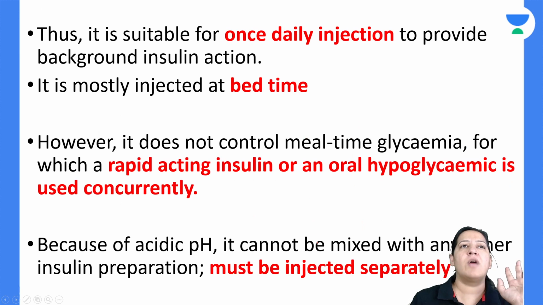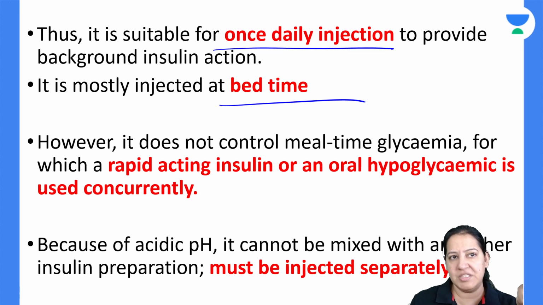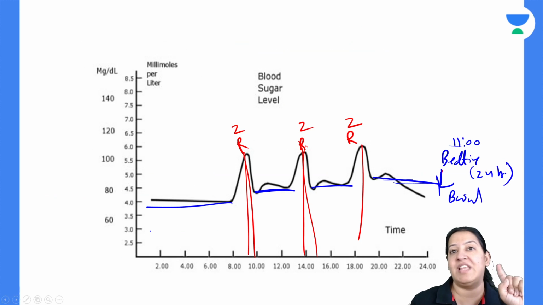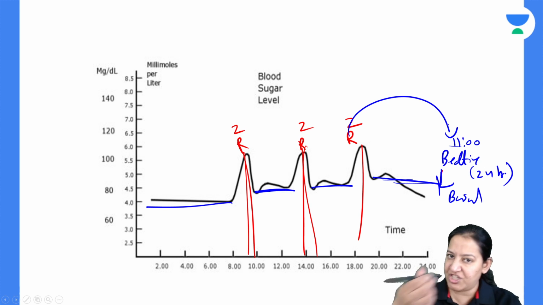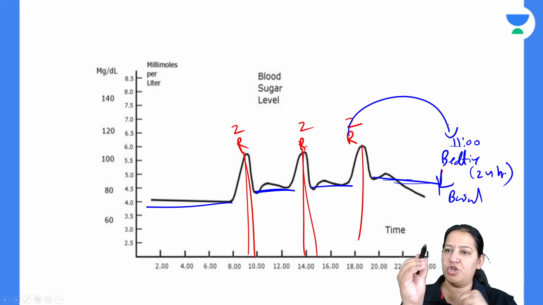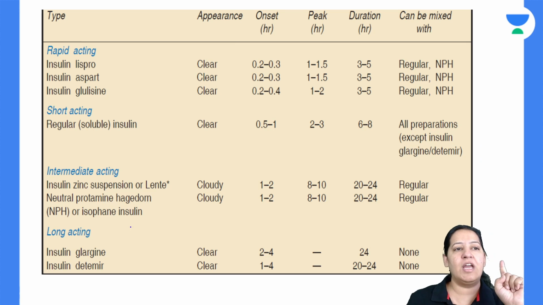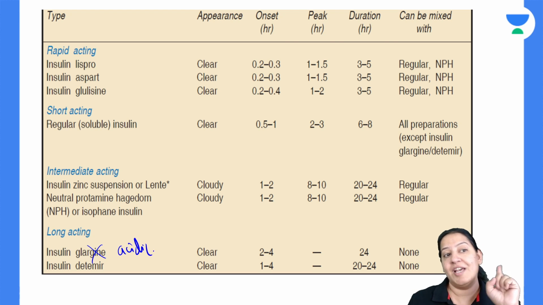Have you got it? So I'm done with glargine. You have to give a once daily injection at bedtime, right? And it is acidic in pH. You cannot mix it with anyone. You cannot say, ma'am, mix this with the dinner one and give the 2 injections together. The injection has to be given separately. We cannot mix glargine with any of them because it is acidic in nature. An MCQ comes on this.